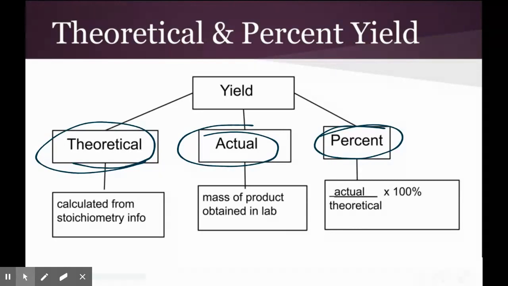So to calculate that, you will do the actual yield divided by the theoretical yield times 100. Now, you will not be given this equation, so you need to know how to do it. An easy way to remember it is A over T. A comes before T in the alphabet, so A over T, actual over theoretical, and then times 100.